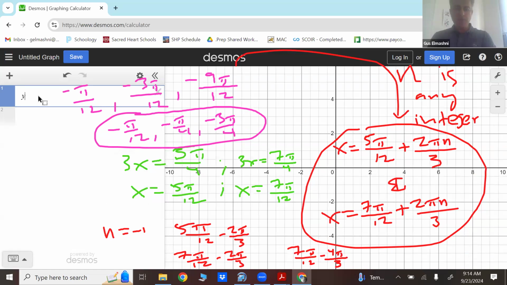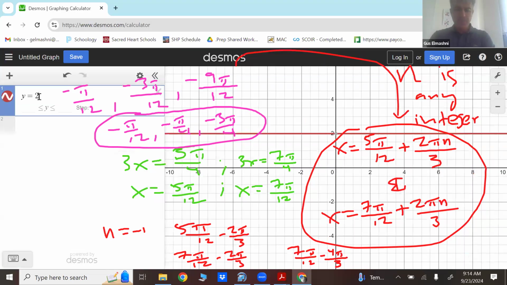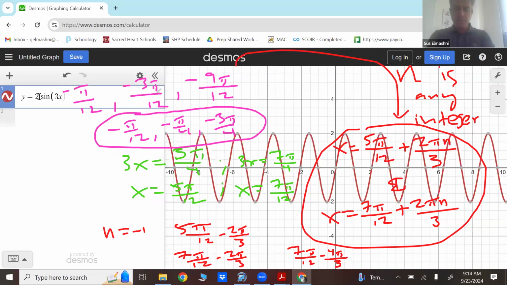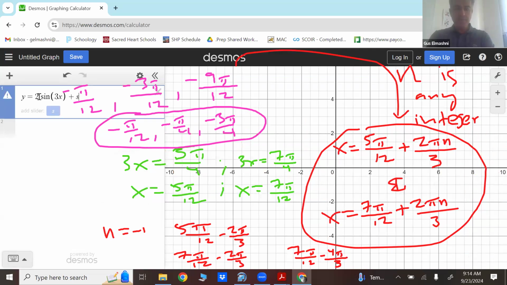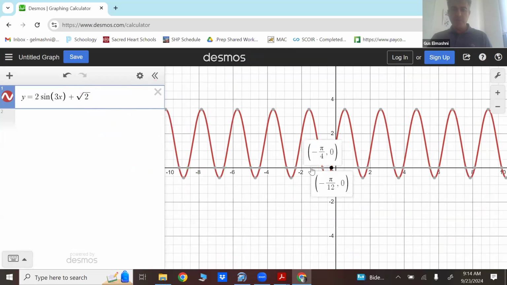Okay, y equals, what was the equation again? 2 sine 3x plus root 2? Okay, cool. All right. So you want to see where this equals 0, right? Let me clear this. Okay, so 1, 2, 3. This is why Desmos is so awesome, because it gets the answer pretty quickly, so you can verify your work that way.